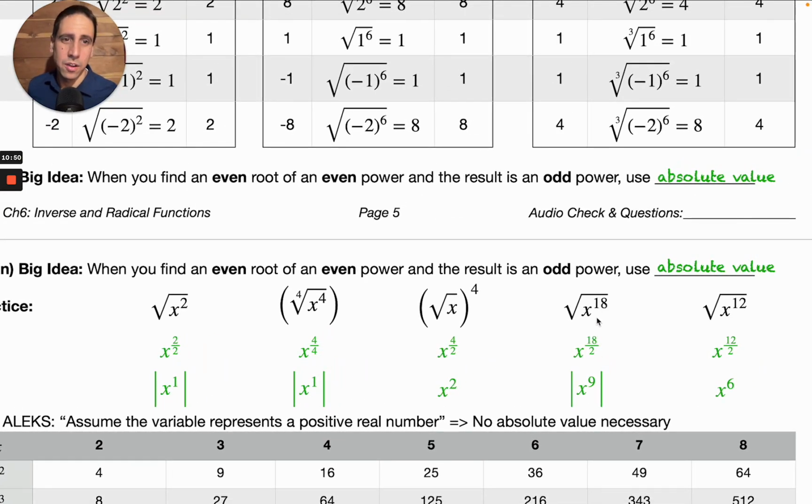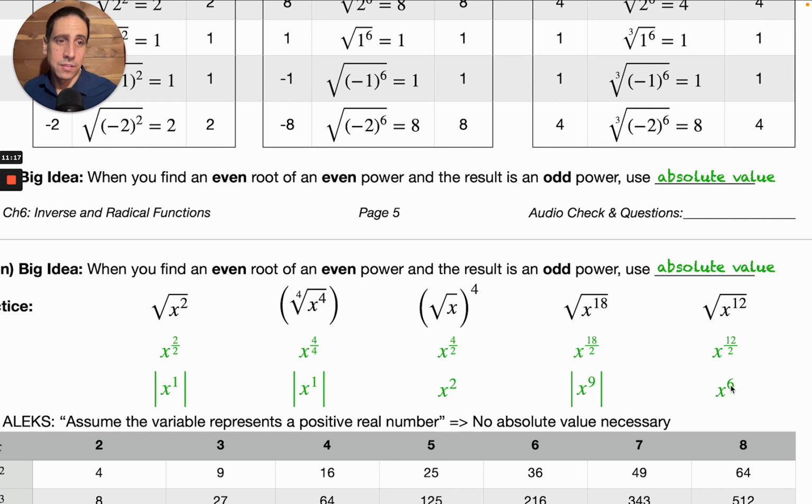Okay, 18 over 2. The 2 comes from the fact that it's a square root. So even, odd. 18 divided by 2 is 9. Yes, you do need absolute values here, because if you were to put in a negative number here, you'd raise it to an even power, and that negative would disappear, and you take its square root. So this is not the same as x to the 9th. This here simplifies down to x to the 9th inside an absolute value.